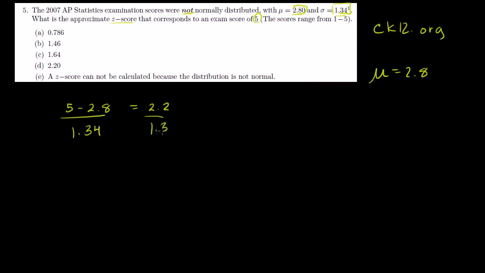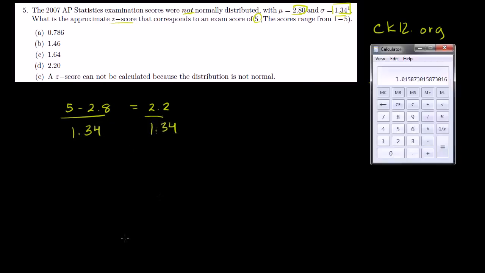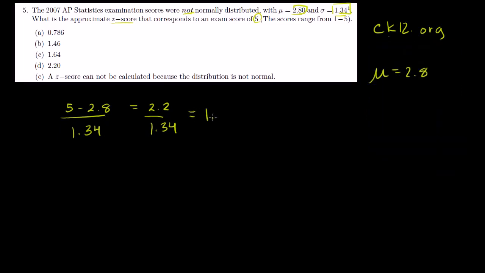I'll take out the calculator for this. So we have 2.2 divided by 1.34, which is equal to 1.64, and that's choice C. So this was actually very straightforward. We just had to see how far away we are from the mean. If we get a score of 5, which hopefully you will if you're taking the AP Statistics exam after watching these videos, then you divide by the standard deviation to say how many standard deviations away from the mean the score of 5 is.